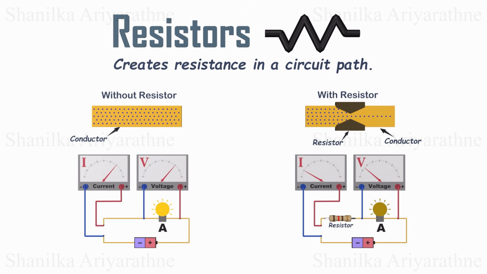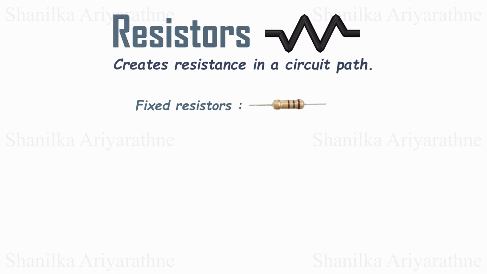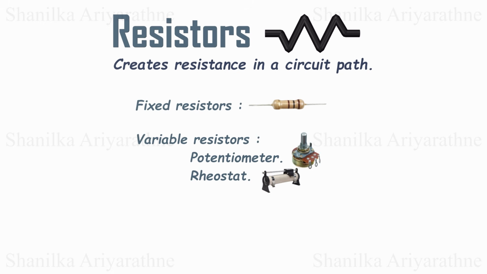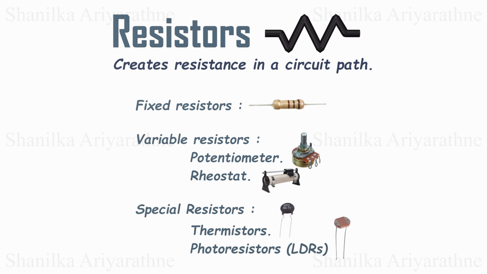Consider these two circuits. Due to the resistor, the current has been reduced, and also the voltage across the light bulb has reduced. Resistors can be categorized by their functional type. Fixed resistors have a set resistance value. Variable resistors allow adjustment of the resistance value. Special resistors, thermistors, change resistance with temperature. Photoresistors, LDRs, change resistance with light levels.